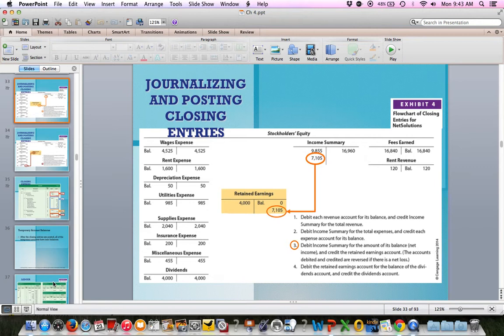Third, I transfer those balances to income summary, and so I debit income summary and I credit the retained earnings account for that amount. Now, what you should understand then is that that number is, remember, that was my net income number. Because I've got my revenues here in income summary, I've got my expenses, so it's revenues less expenses equals net income. That 7,105 is also my net income number that we showed previously.